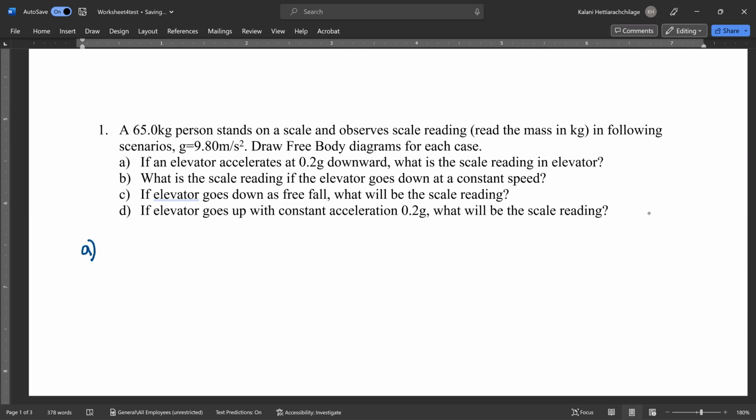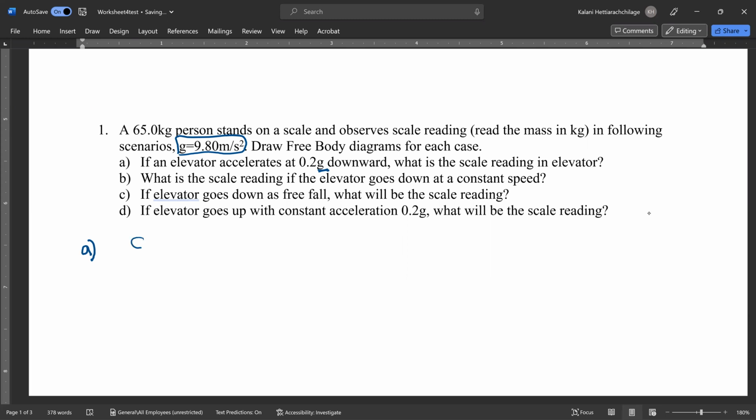If an elevator accelerates at 0.2 g, everybody knows that when the lowercase g is mentioned, we usually use 9.80 meters per square second in the negative y direction. And what is the scale reading in the elevator? Okay, so now we need to draw the free body diagram first, right?